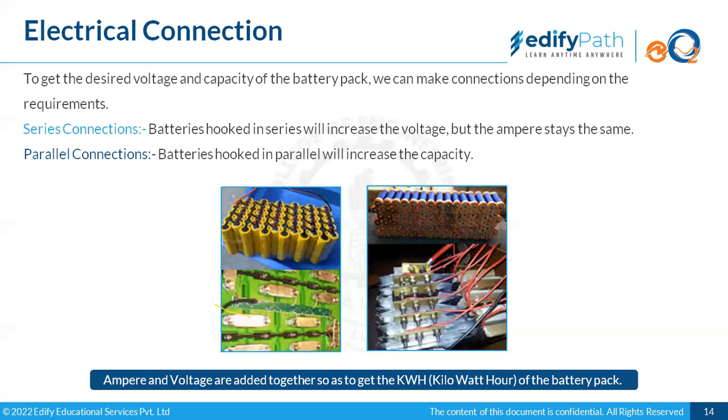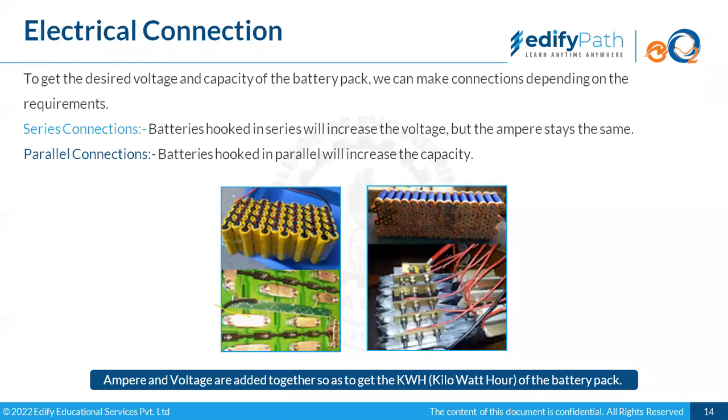So for capacity, we connect the cells in parallel, and to achieve the desired voltage, we connect those modules in series. Voltage is achieved by connecting them in series, and the desired Ah is achieved when we connect the cells in parallel. This way, we can form a desired battery.